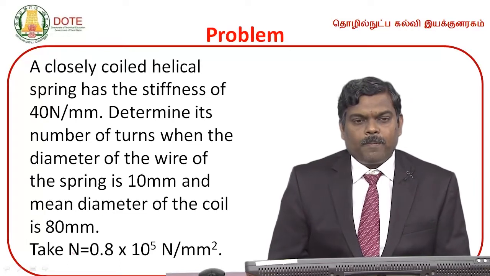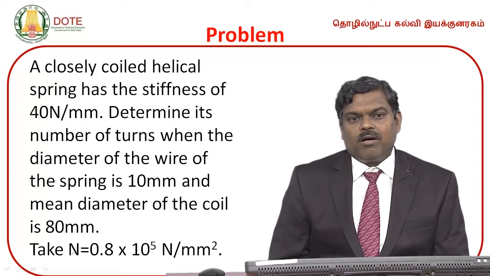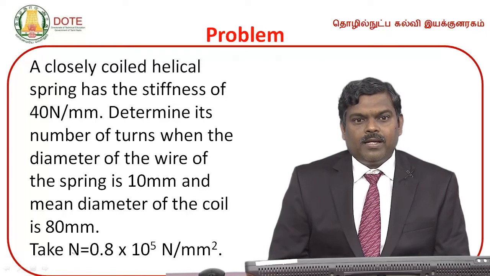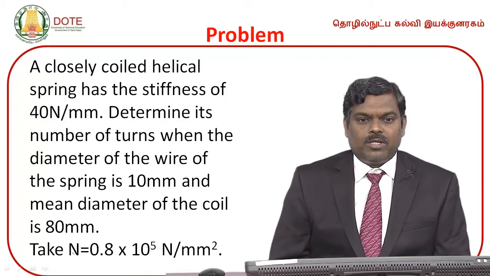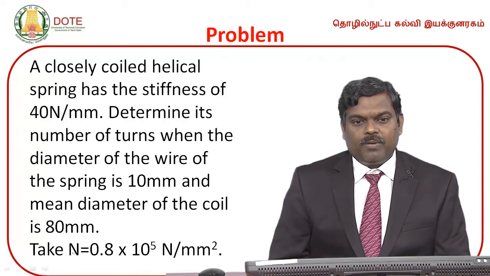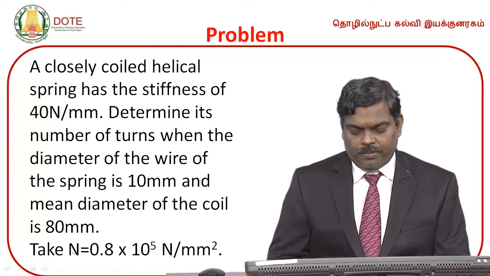First problem. A closely coiled helical spring has the stiffness of 40 Newton per mm. Determine its number of turns when the diameter of the wire of the spring is 10 mm and the mean diameter of the coil is 80 mm. Take N is equal to 0.8 into 10 to the power 5 Newton per mm square.